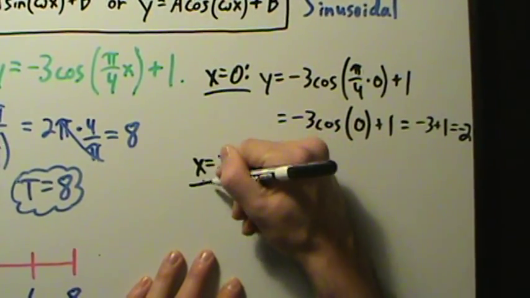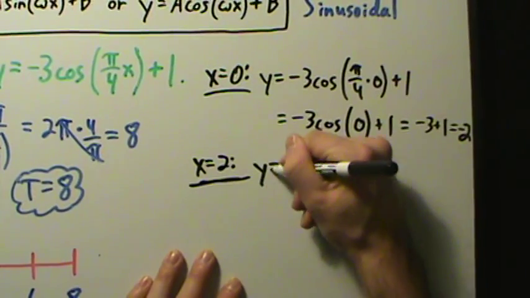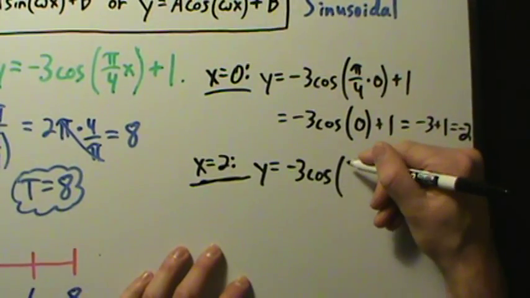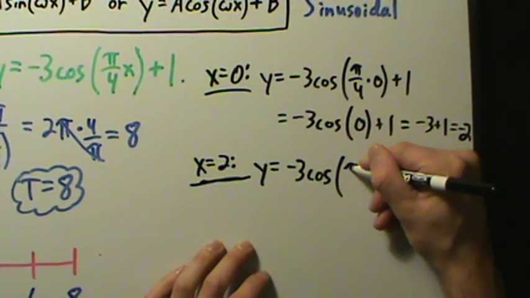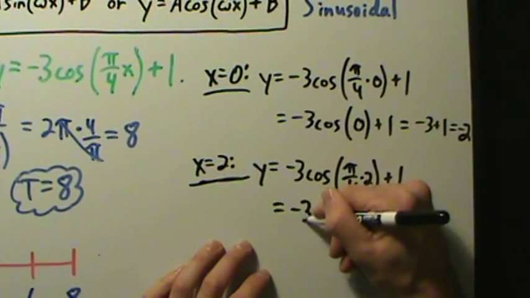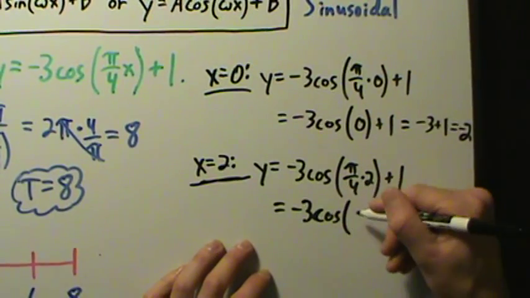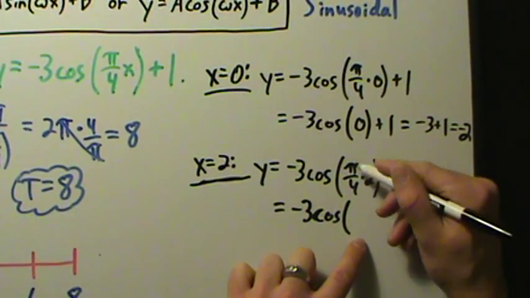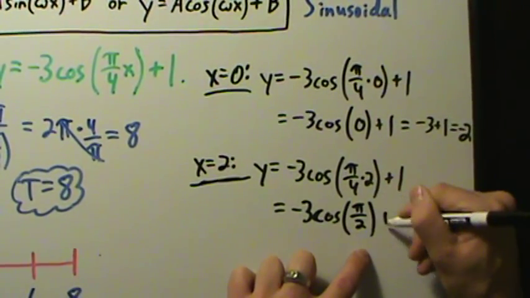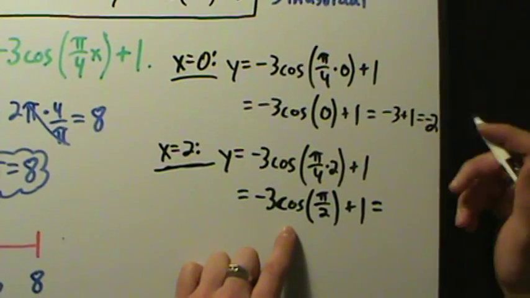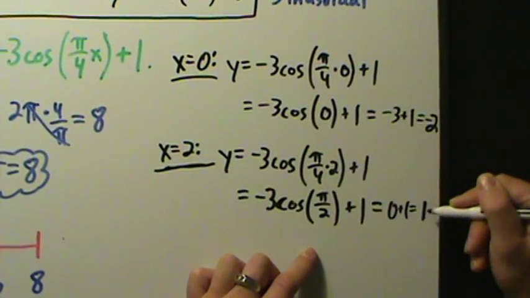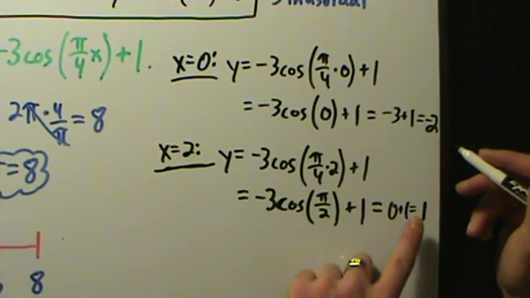So when x equals 2, y equals negative 3 times the cosine of pi over 4 times 2, plus 1. Pi over 4 times 2 simplifies to 2 pi over 4, which simplifies to pi over 2, and then plus 1. Cosine of pi over 2 is 0. Negative 3 times 0 is 0, so that's 0 plus 1, which is just 1. So when x equals 2, y equals positive 1.